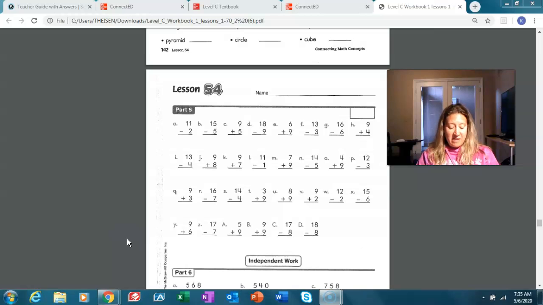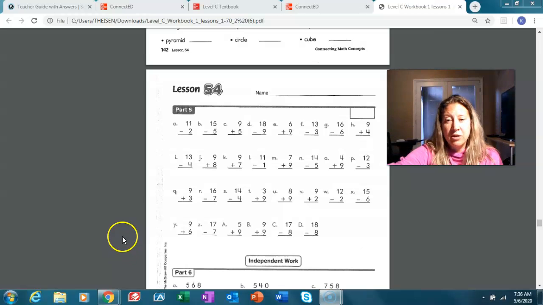Next, 5 plus 9 is 14. Next, 9 plus 9 is 18. Next, 17 minus 8 is 9. Next, 18 minus 8 is 10.